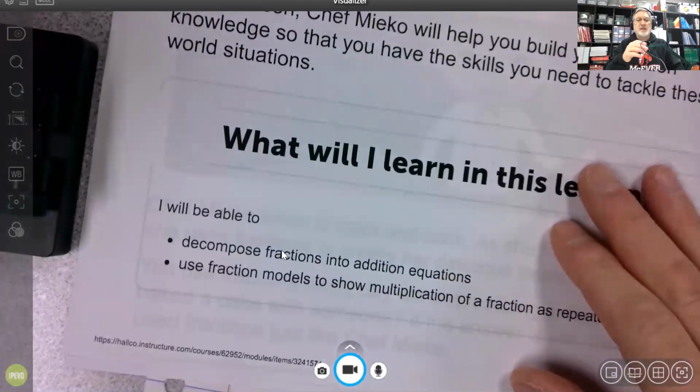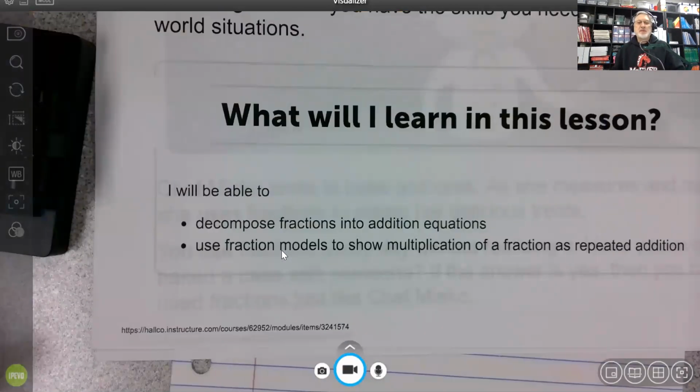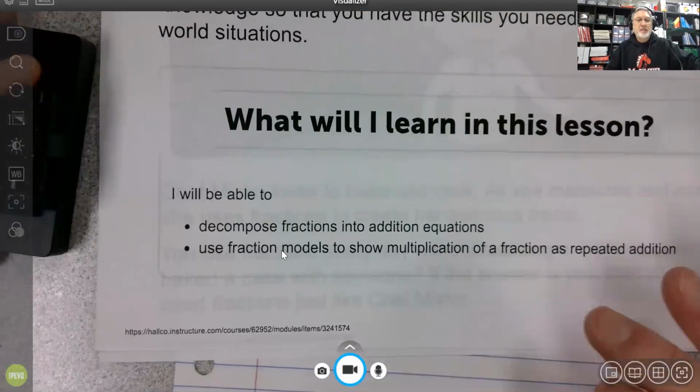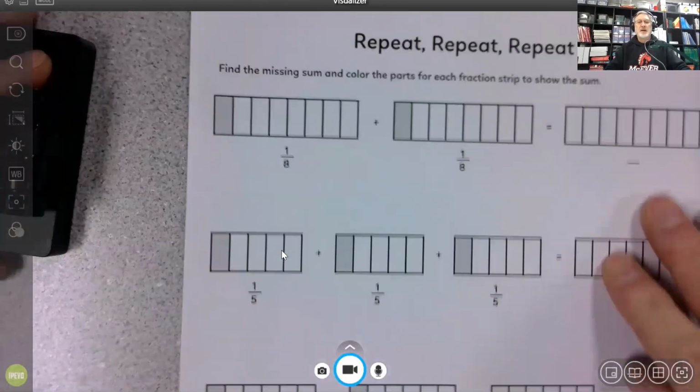In this lesson, the learning target will be, I will be able to decompose fractions into addition equations, and I will be able to use fraction models to show multiplication of a fraction as repeated addition. So in this case, what it is telling us is that I can take some strategies that we've already learned, okay?